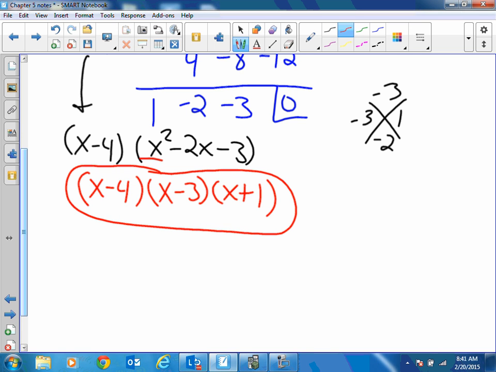Okay? So basically what they're saying is if you have one factor of a polynomial, you can use synthetic division to break it down to a quadratic. And because we did a bunch of factoring in chapter 4, we should know how to factor a quadratic or an x squared.